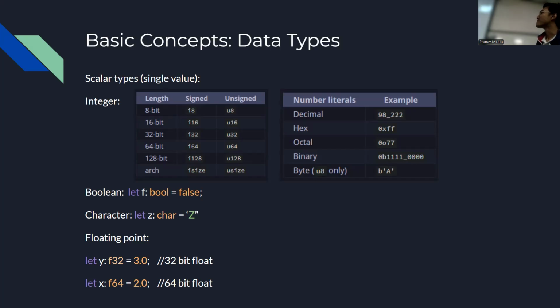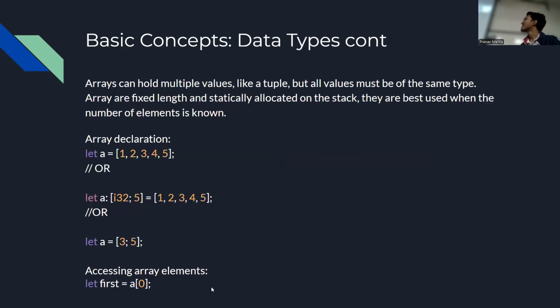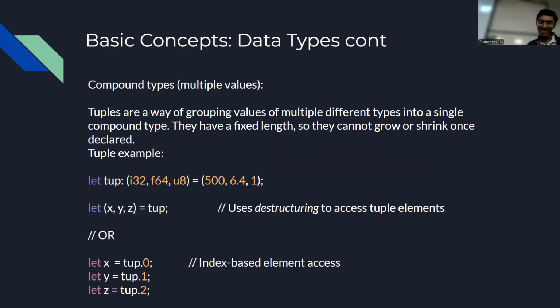But yeah, you have floats, and yes, you have tuples, which are just combinations of data types. So you just use parentheses for them. Very, very easy. If you use Python, it's exactly the same. But you access elements with this funny dot notation. You use like dot zero.